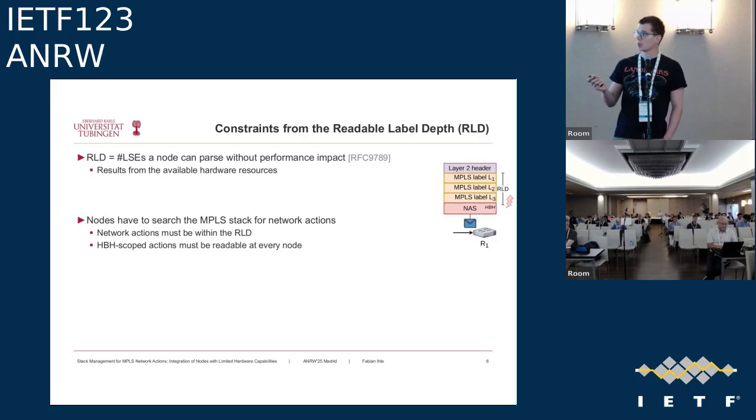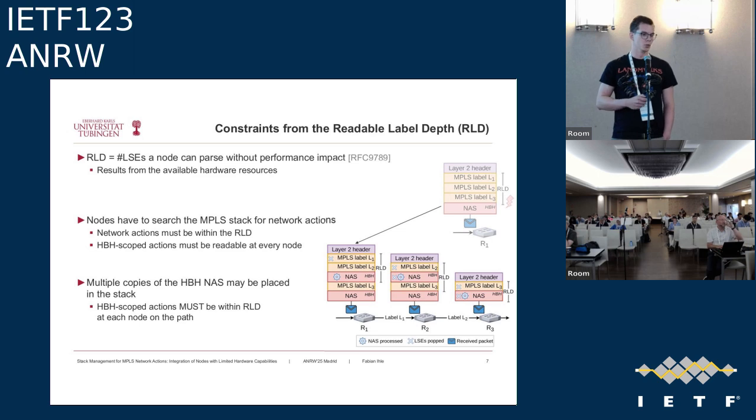And that's what we see here as a problem. There we have a limited RLD of 3 labels, and the HBH scope NAS would be placed at the bottom of the stack. It's not readable by the node, so this does not work in this example. As a solution, the protocol design says that copies of the HBH NAS may be placed in the stack, such that they are within the readable label depth of every node in the path. So in this example, we have a copy located below the second label, which is within reach of the first node and is then removed during forwarding.